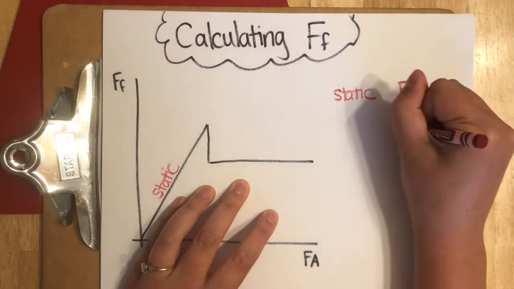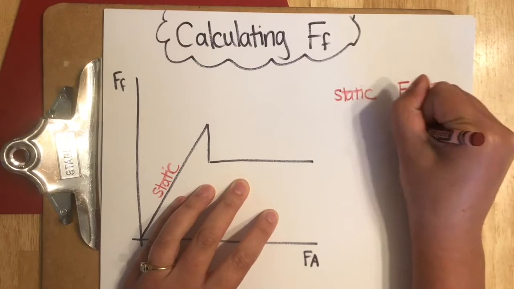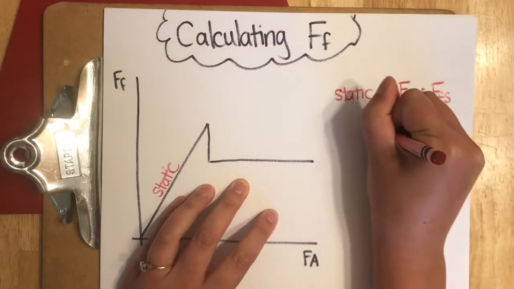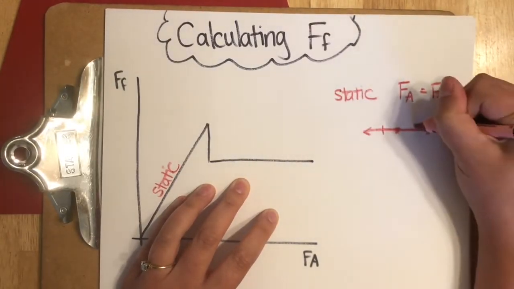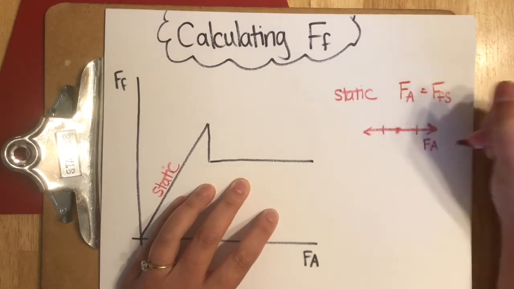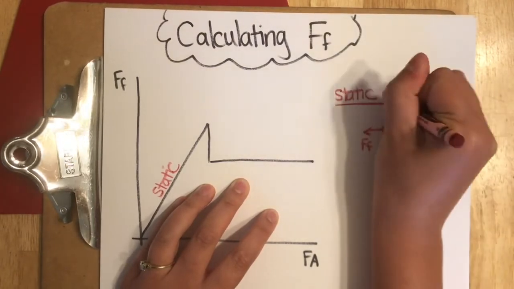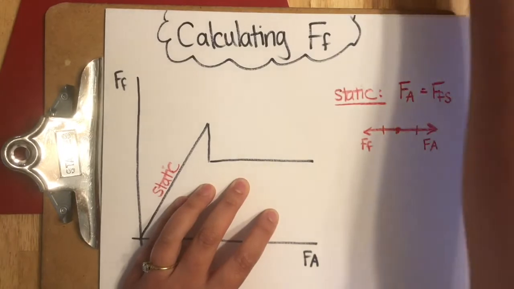Think of it like this. If I put an applied force to the right, and it was not balanced by the friction force to the left, then it would accelerate. These have to be balanced because they're in equilibrium, guys.